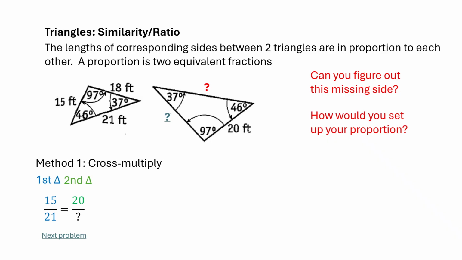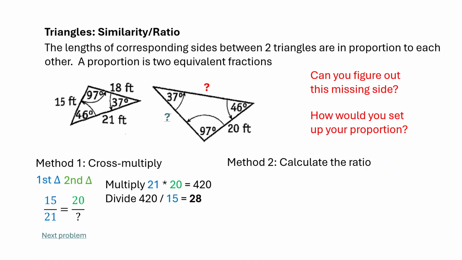So I took 15, which is between 97 and 46, over 21, 46 and 37. Which sides match the 15 on the other triangle? Well, since the 15 is between 46 and 97, that means the 20 matches between 46 and 97. And then to match my question mark, that's between 37 and 46, which matches up with the 21. So let's cross multiply. Multiply 21 times 20, which gives you 420. Divide by the remaining number, which is 15, which equals 28.